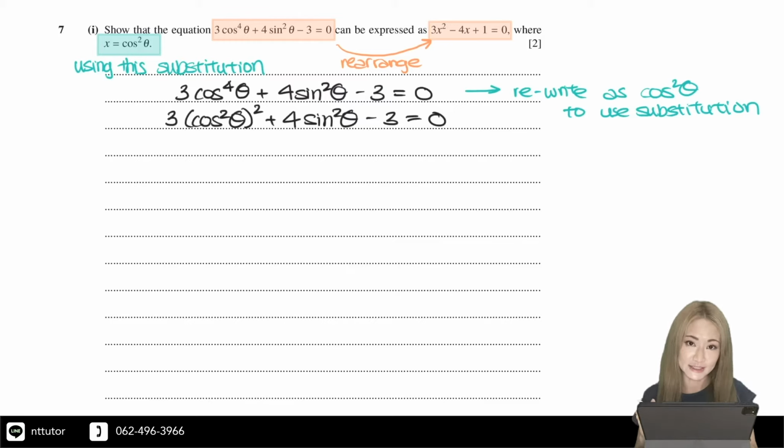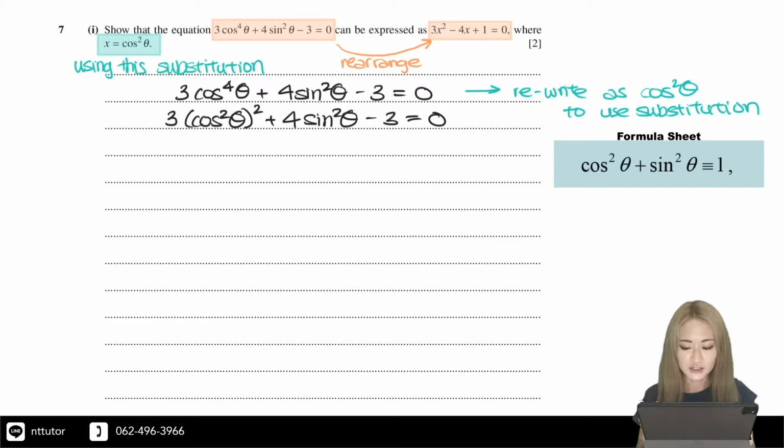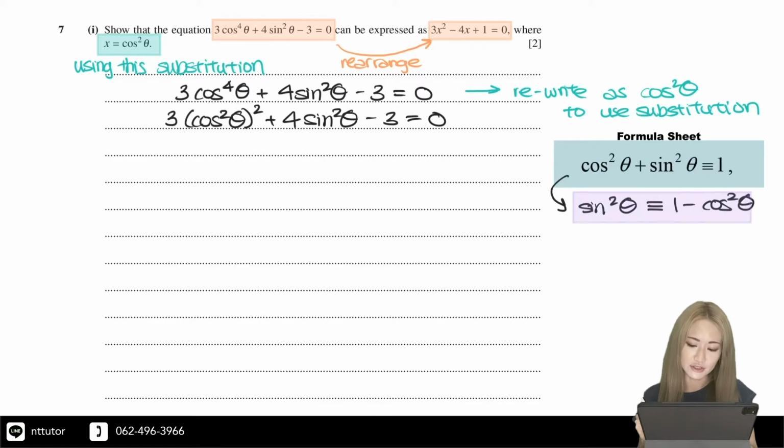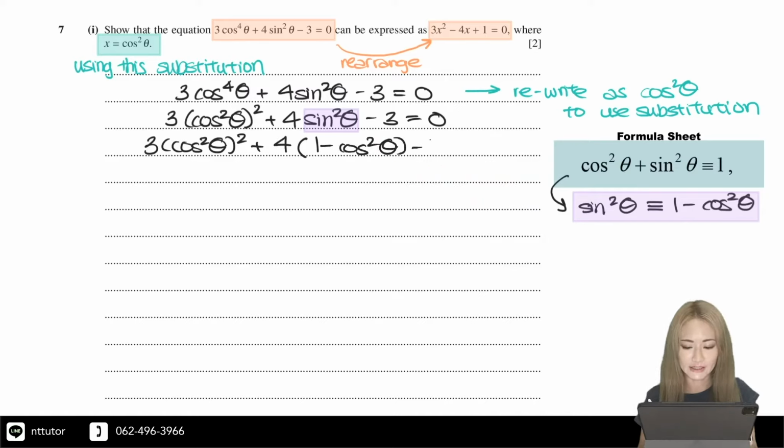And the most common identity that we can use with trigonometry is cos to the power of 2 theta plus sine to the power of 2 theta equals 1. If you rearrange that for sine to the power of 2 theta, sine to the power of 2 theta equals 1 minus cos to the power of 2 theta. So we can use this to replace sine to the power of 2 theta in the expression and turn the expression into 3 cos to the power of 2 theta to the power of 2 plus 4 times 1 minus cos to the power of 2 theta minus 3 equals 0. And now we have everything in terms of cos to the power of 2 theta.